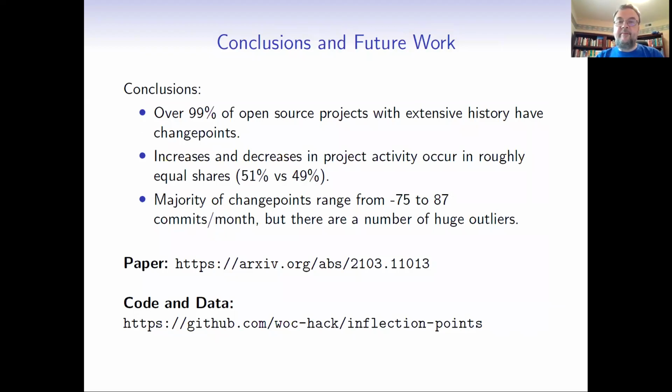Increases and decreases in project activity occur in roughly equal shares. We want to go on and look into the meanings of these change points, but in the meantime, we do have a database consisting of about 9,000 projects with change points, which can be found in our GitHub repository. Our paper is also available in the archive.